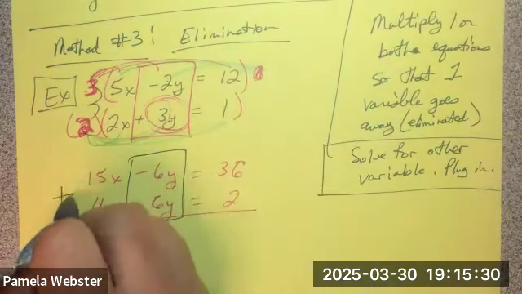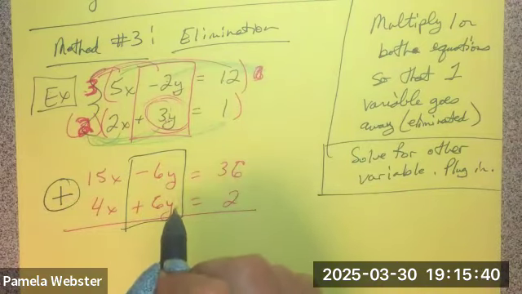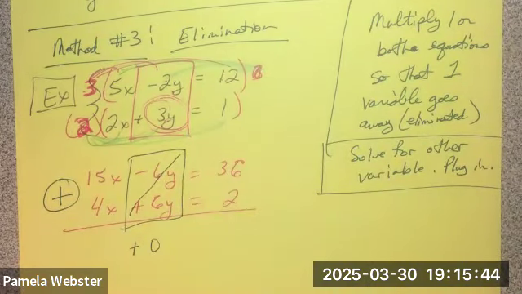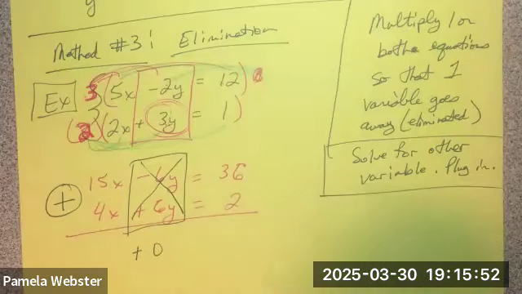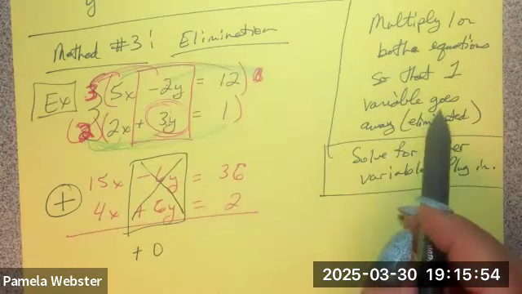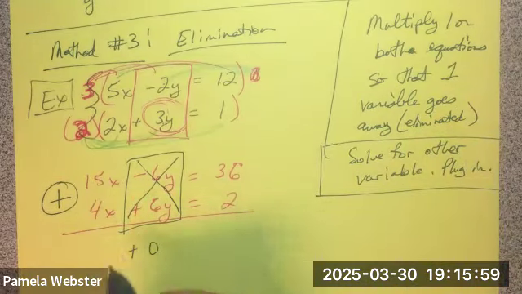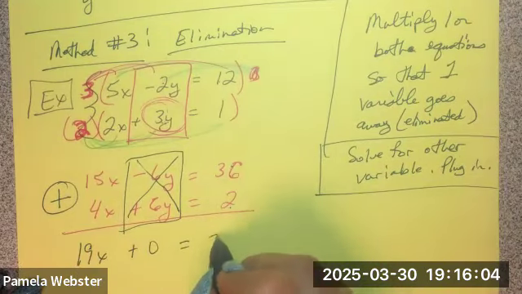I'm going to add these two equations together. It's maybe something we haven't done before. But when I add these two equations together, the minus 6y and the positive 6y go away. I get plus 0, right? And what do we know about plus 0? We don't care about plus 0, right? Okay, so that y value is just going to be eliminated. That one variable goes away or is eliminated. That's what we're after. Okay, 15x plus 4x is 19x. Okay, 36 plus 2 is 38.